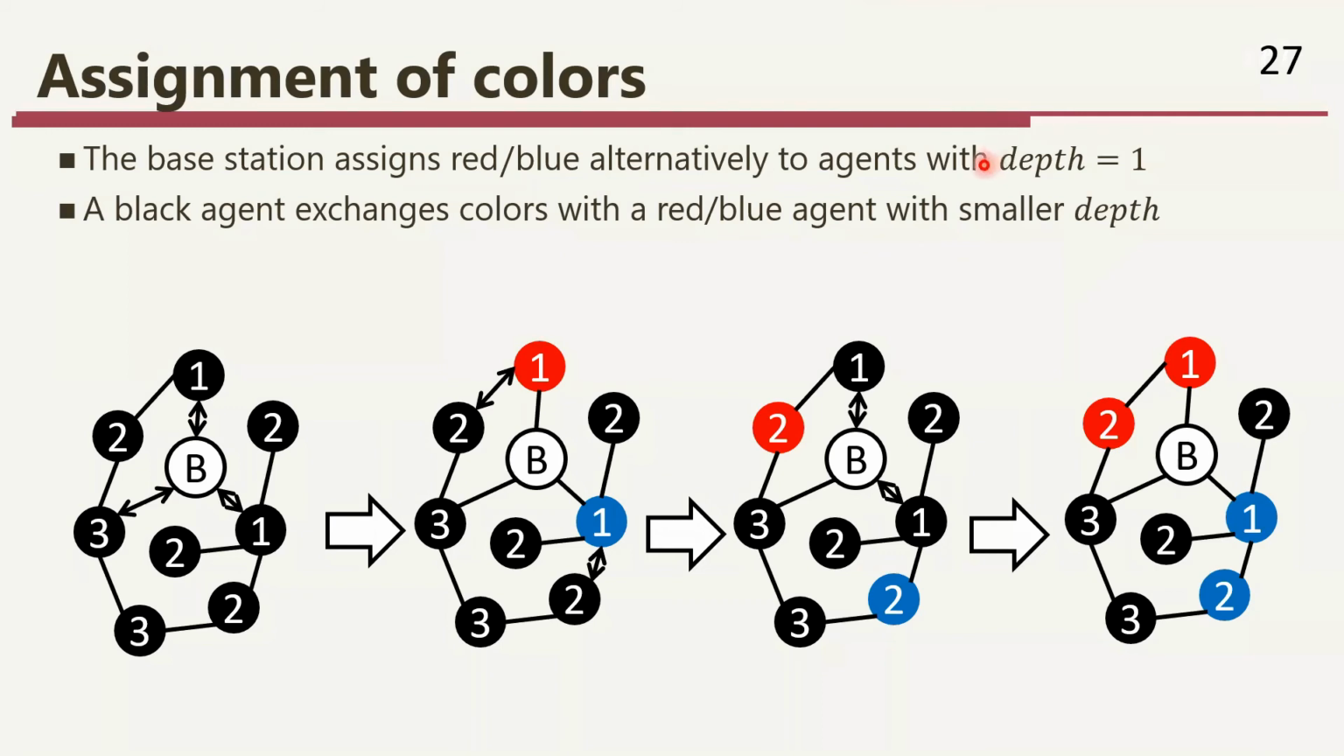Then the base station can interact with a black agent. Since the black agent never changes its color, eventually the base station interacts with the agent. At that time, the base station assigns a color to the agent. By repeating these behaviors, finally all agents are assigned the color red or blue, and the uniform bipartition is completed.